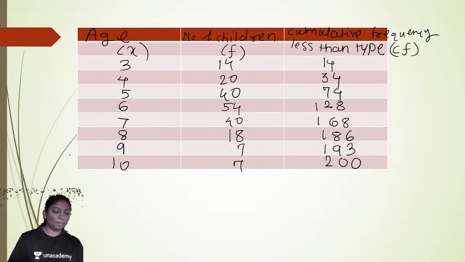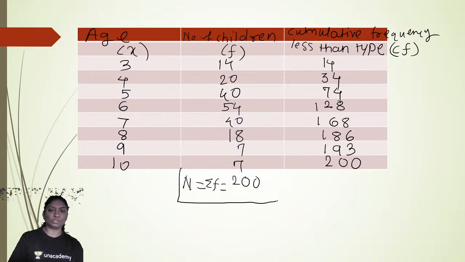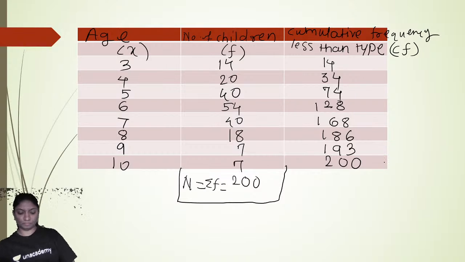So here what is n? n is equal to 200, you can cross verify. Right?